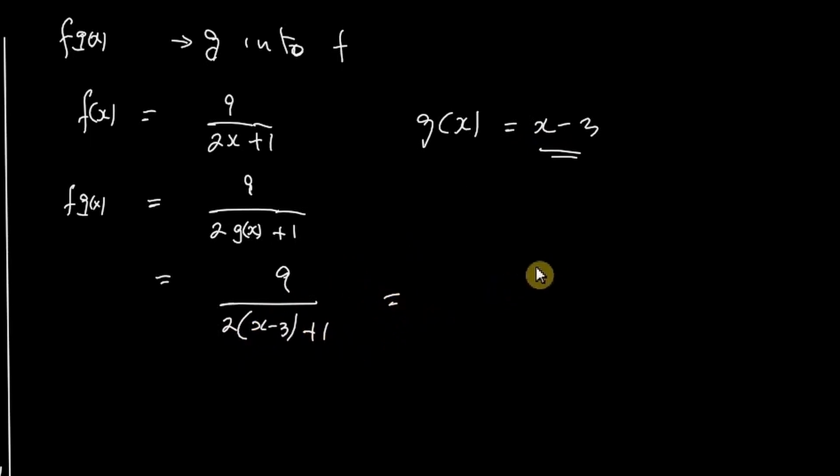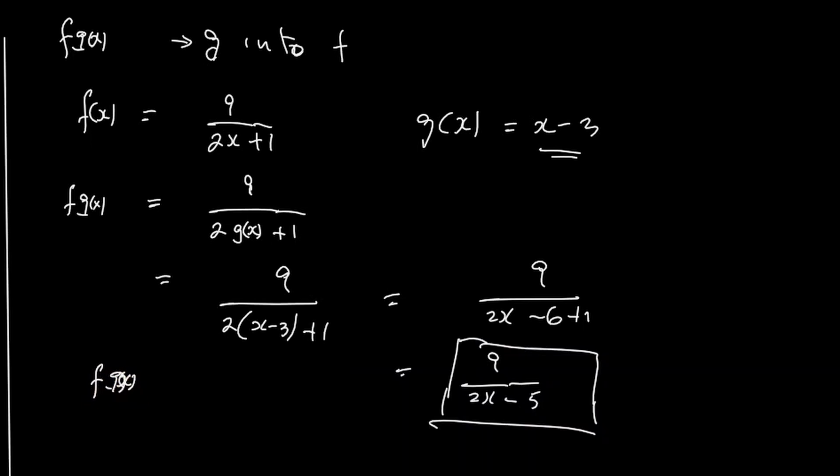So we could continue. That's equal to 9 over 2x, plus 9 over 2x minus 6 plus 1, which is equal to 9 over 2x minus 5. So that is a simplified expression for fg(x).